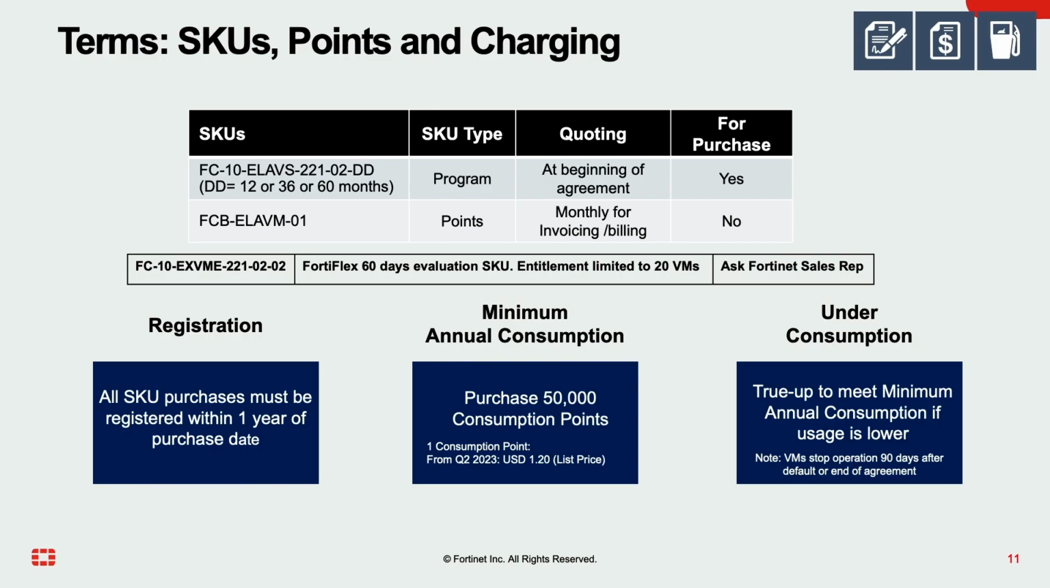These are the SKUs related to the MSSP program. A specific program SKU is to be purchased by the partner, and no point packages should be sold alongside. In addition to that, a separate billing SKU will be used to invoice the partner monthly for payment based on usage of consumption points. The MSSP partner must make a minimum purchase commitment of 50,000 FlexVM points per year.